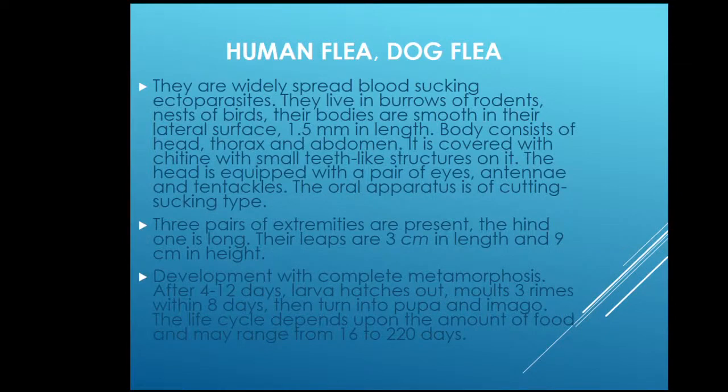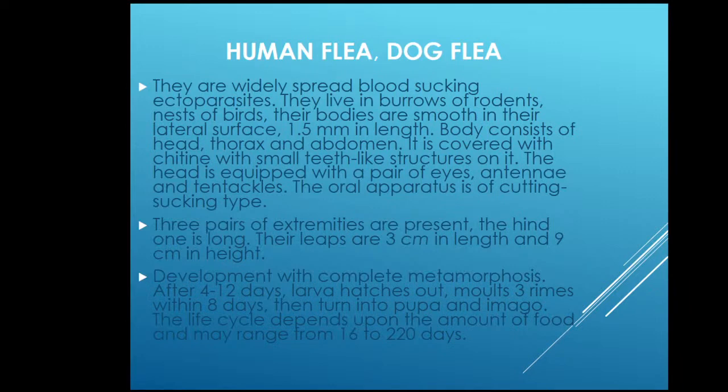So human flea, dog flea. For fleas, food specialization is absent. The hungry flea can suck blood of people and other animals. Mostly, fleas live in burrows of rodents and nests of birds. The body of fleas consists of head, thorax, and abdomen. It is covered with chitin with small teeth-like structures on each. The head has one pair of simple eyes, antenna, and tentacles. The mouth apparatus is of cutting, sucking type.